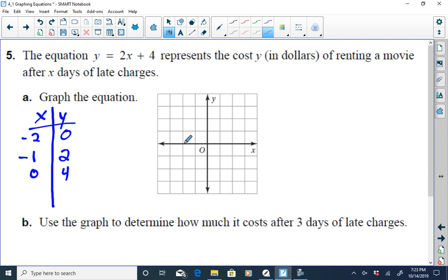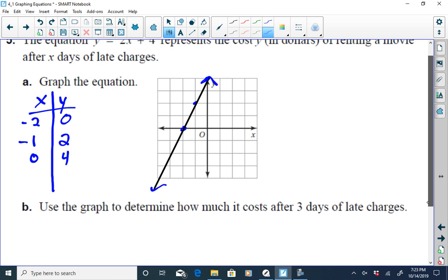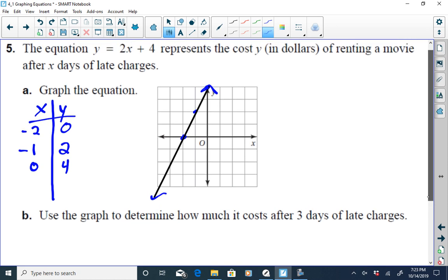Negative 2 comma 0 is going to be here. Negative 1 and 2 is going to be here. 0 comma 4 is going to be here. All right, so this would be the graph of the line. Let's extend it a bit. Let's put arrows at both ends, show that the line goes on forever, as do the solutions. Part B says use the graph to determine the cost after 3 days of late charges.